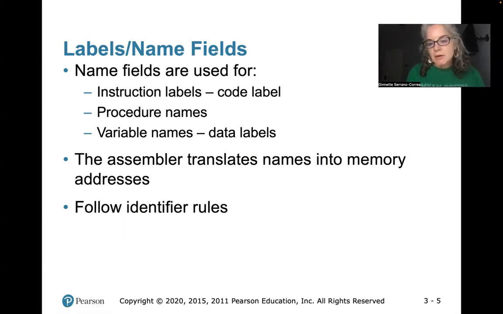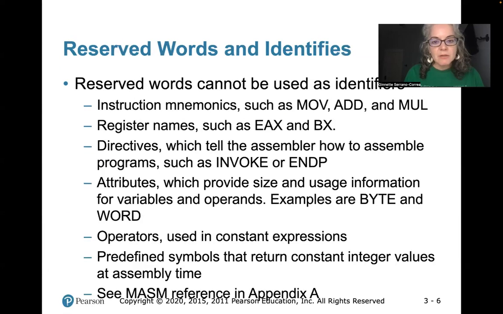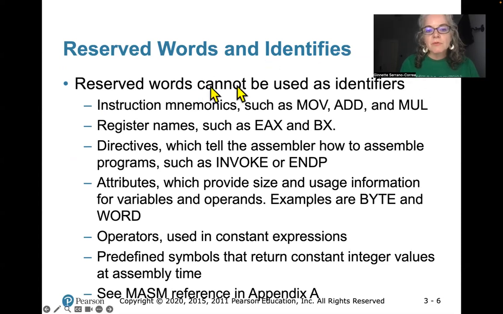Just like in our higher level languages, we had rules for identifiers like variable names, names of procedures, or names of functions, or names of methods, constants. In assembly, we also have that. So let's look at some of those rules. Reserved words cannot be used as identifiers. That's just like any other language.